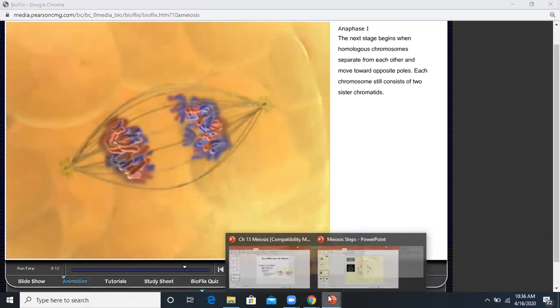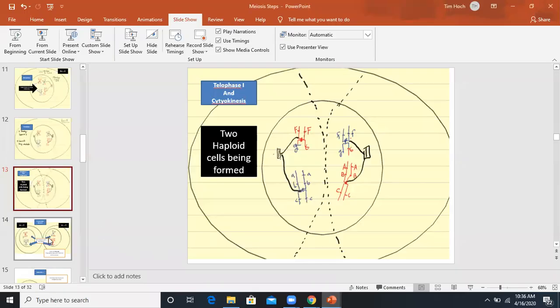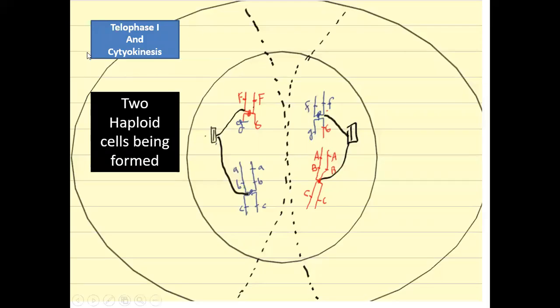Now, to wrap this one up on meiosis 1, let's talk about what's going on next. Really common things is that in telophase 1 and cytokinesis, you now have 2 haploid cells starting to form. So why do I call them haploid?